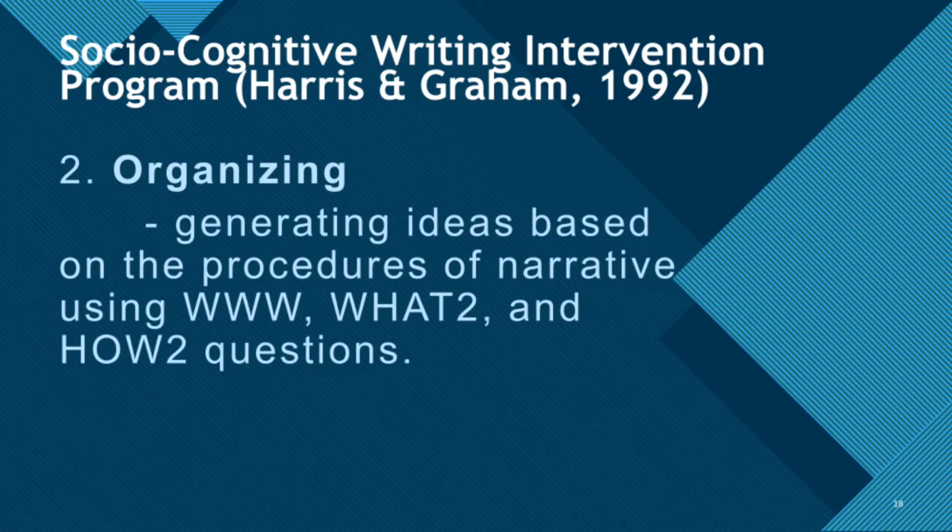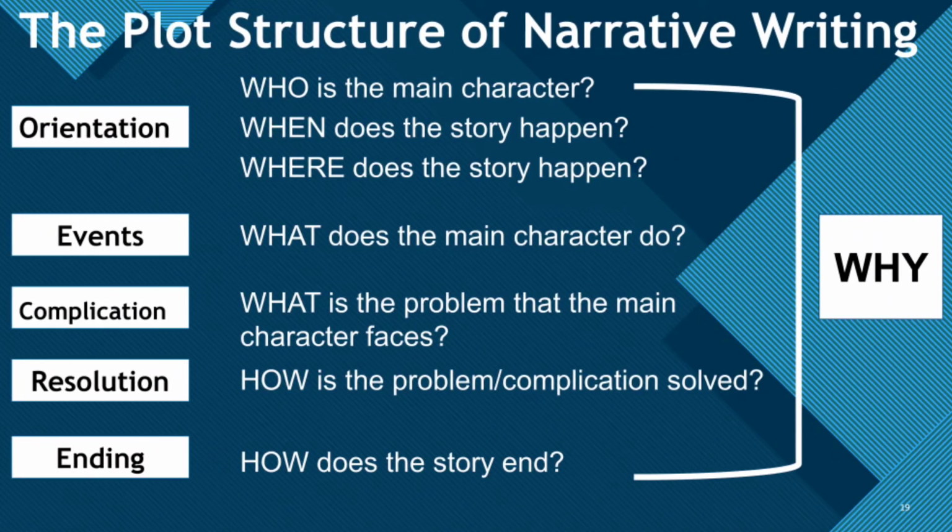Second is organizing, generating ideas based on the procedures of narrative using W, what to, and how to questions. The mnemonic chart of W, what to, and how to questions from Harris and Graham aims to help participants develop thinking processes for narrative writing. We have the plot structure of narrative writing, which starts with the orientation followed by events, complication, resolution, and of course, the ending.